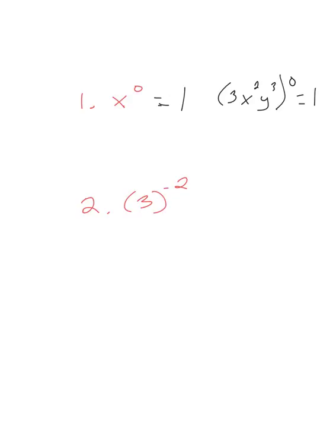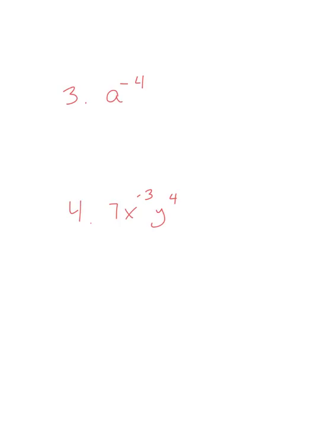Here on our second example, we have our negative exponent. So remember, that's where we want to move that to the bottom. So it'd be 1 over 3 to the second. Well, 3 to the second, if we remember, that's 3 times 3. So the answer is 1 over 9.